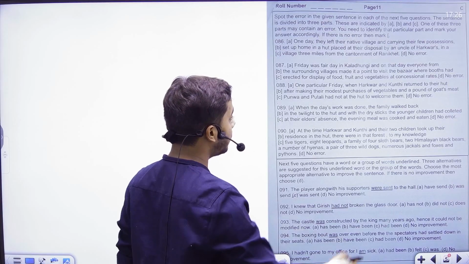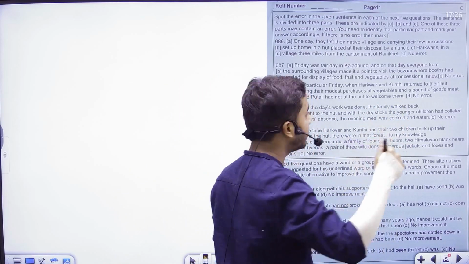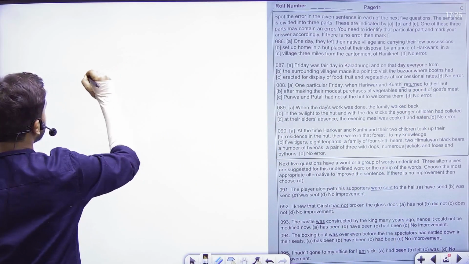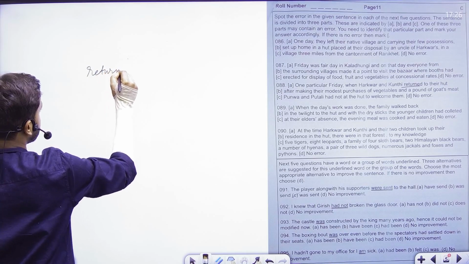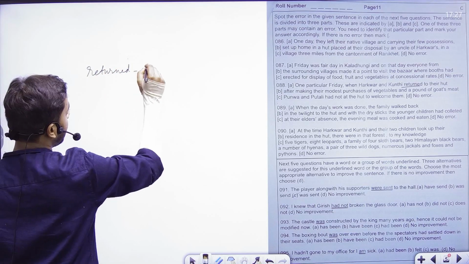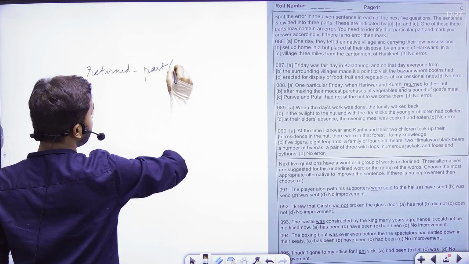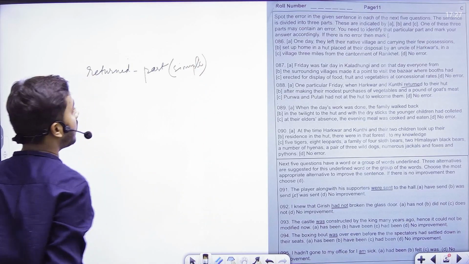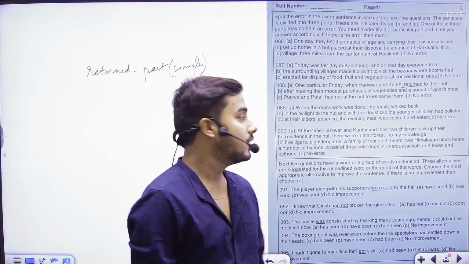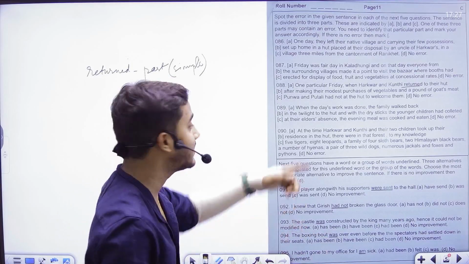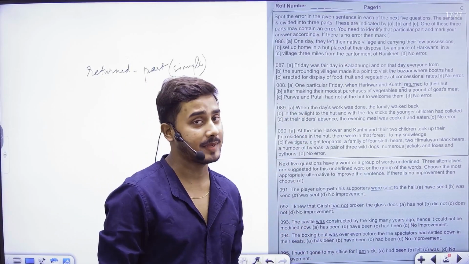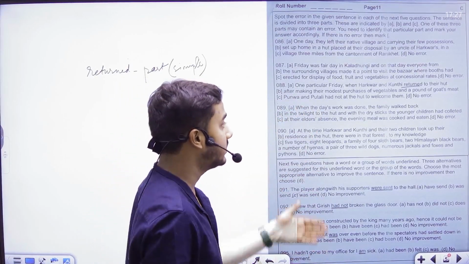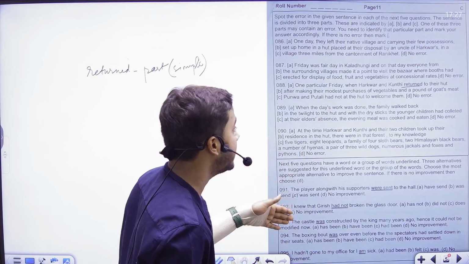So as you might see already, let's focus on the verbs. The first verb that we get in the sentence is returned. Returned is the verb in its simple past form. The simple past form of the verb return is returned. So the sentence, as the verb also implies, is in the simple past tense. One particular Friday, when Harkar and Kunthi returned to their hut after making their modest purchases.